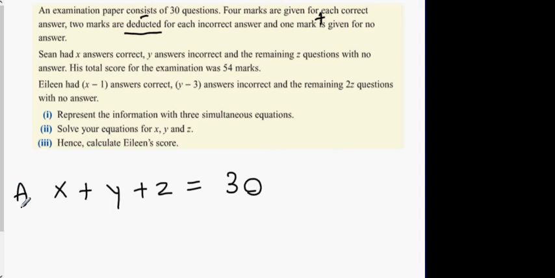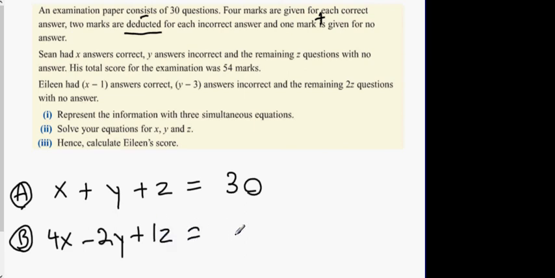Now equation B is going to be the marks equation. How do you calculate your marks? You multiply 4 by the number of questions you get correct. You take away 2 times, minus 2 times the amount of questions you get wrong. And then plus 1 times, because you're given 1 mark for the questions you don't answer, plus 1Z. And that will get you 54.